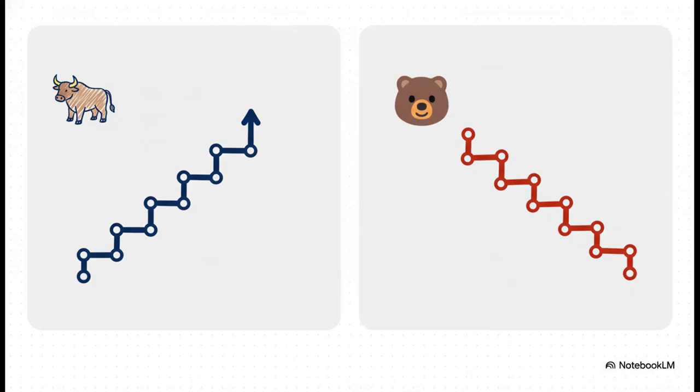Okay, let's zoom in a little bit closer. A trend isn't just a straight line, right? It's more like a staircase. A really healthy uptrend makes a series of higher highs and higher lows. It goes up, pulls back a little, then goes up even higher. This shows that buyers are consistently stepping in at higher and higher prices after every little dip.